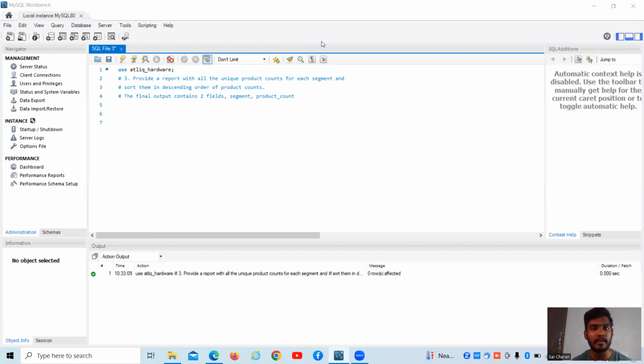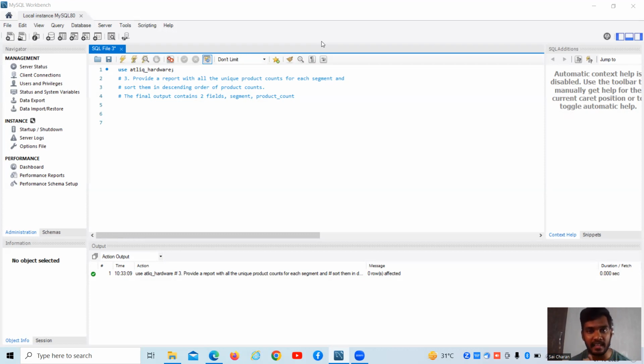So, till now we have discussed two questions from the project, right? Today we'll be discussing another question: provide a report with all the unique product counts from each segment and sort them in descending order of product counts. The final output should contain two fields: segment and product count.